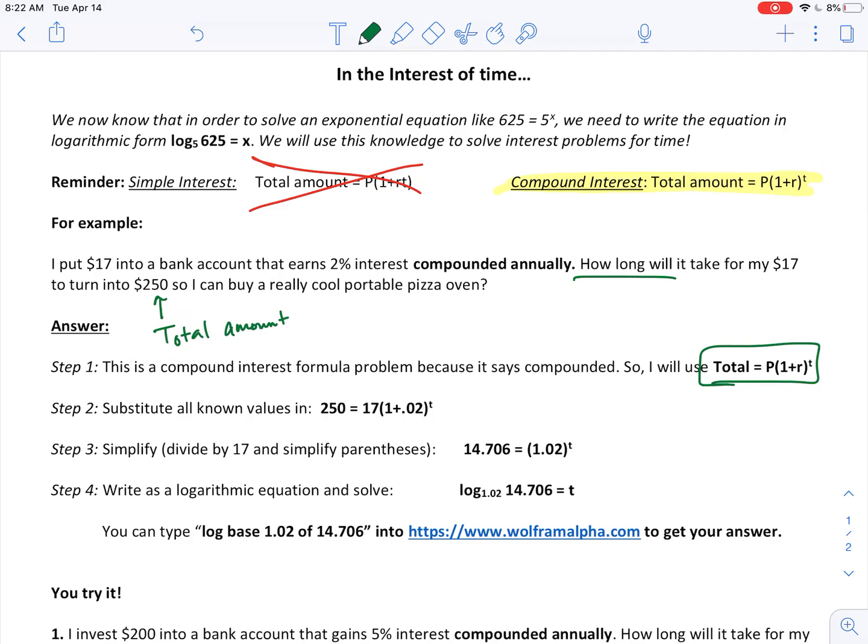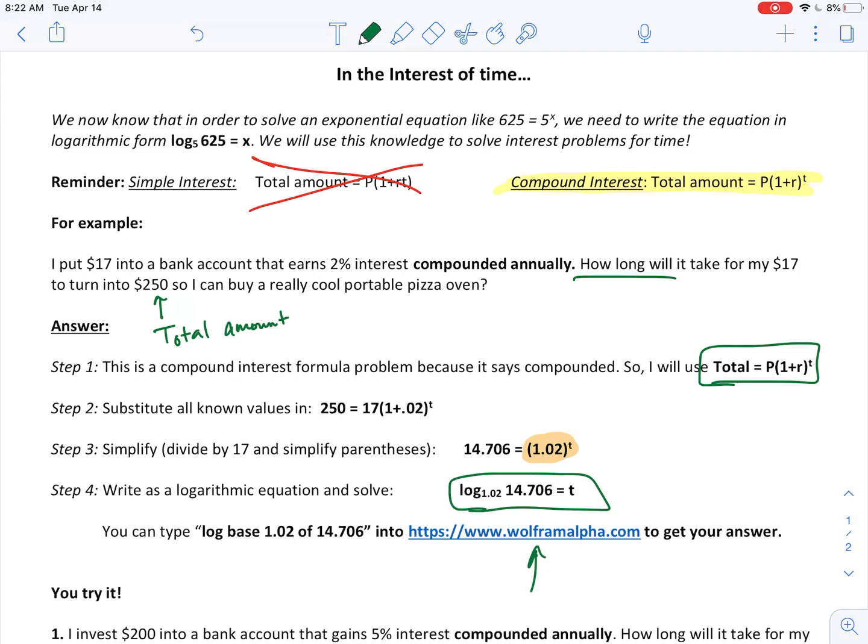Now, we're always going to be using this formula this week. We're only going to use this P times 1 plus R to the T. And earlier this year, we've been solving for my total amount or even my initial amount. But now we're going to solve for time. The way we're going to do that is we want to isolate the exponent. We want to get that 1 plus R to the T by itself, so that we can write this in logarithmic form.